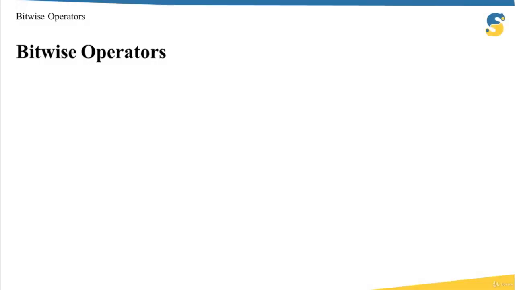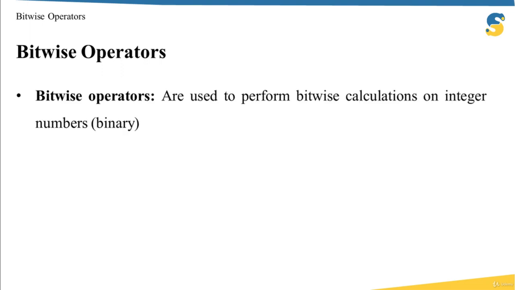First of all, let's start by defining what bitwise operators are. Bitwise operators are operators that we use usually to perform bitwise calculations on integer numbers after we transform these numbers to the binary system, in which the numbers are represented by zeros and ones only. Now let's see all of these operators' details.